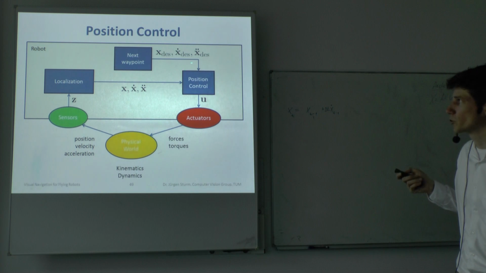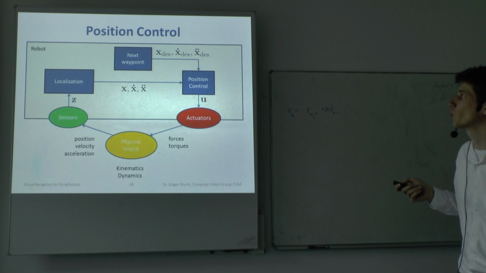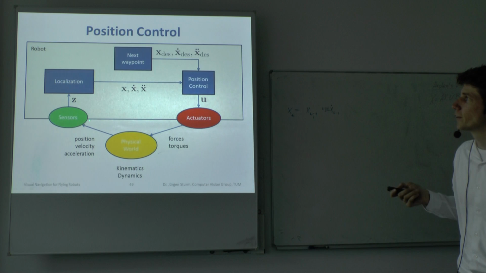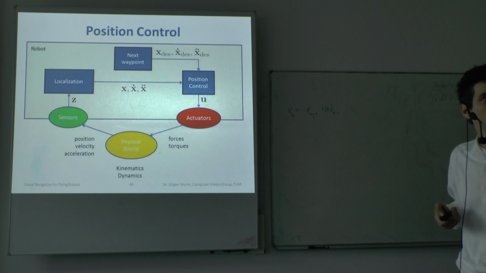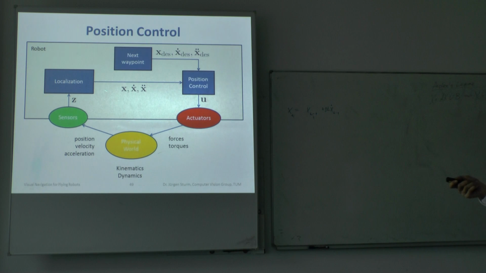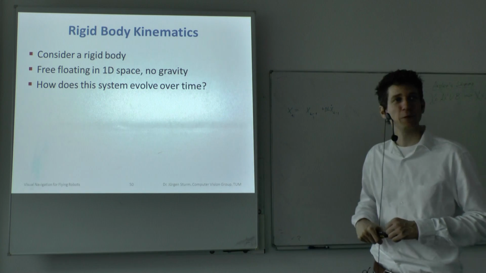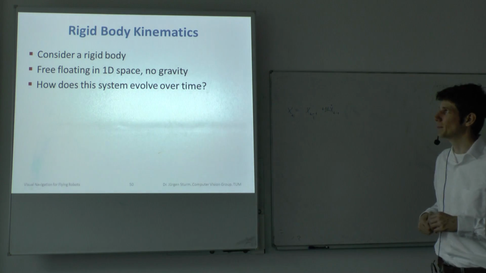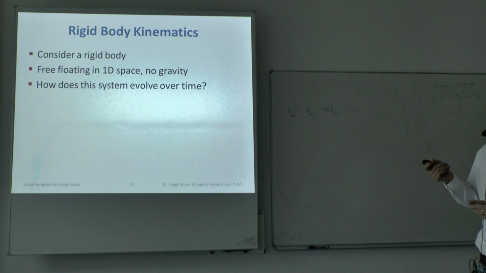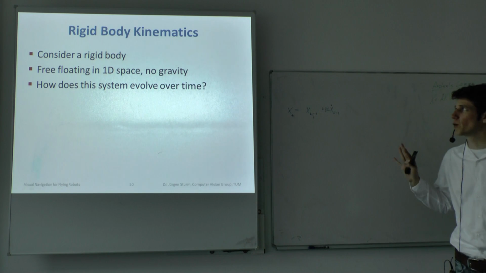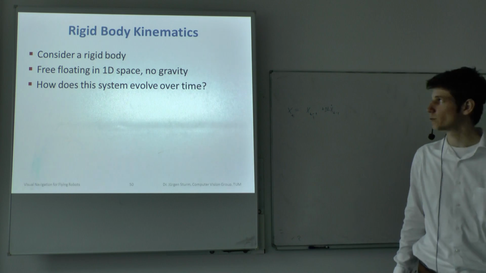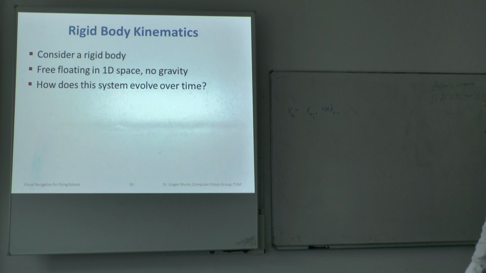Then the position controller will generate a control command U for the actuators, and the sensors will give observations that we can use in the Kalman filter to update our prediction. Good. Let's now see how this combines with the kinematics that we've seen before. Imagine for the moment just a single rigid body that is floating in 3D space with no gravity. How does such a system evolve over time?